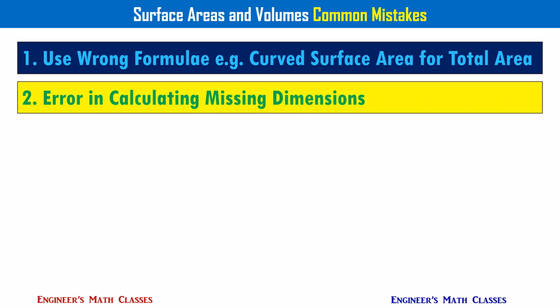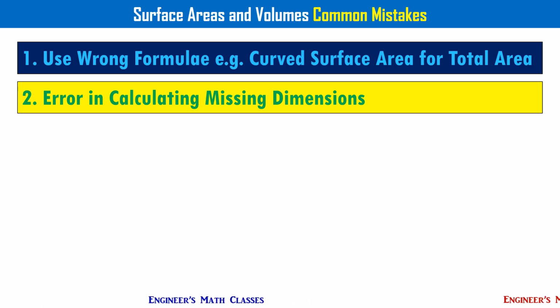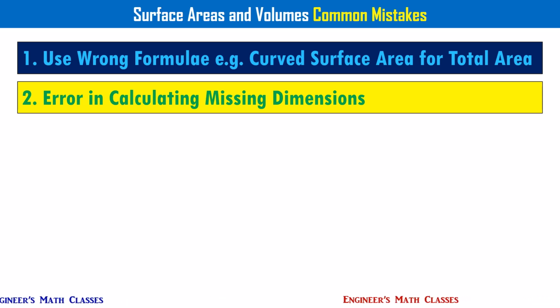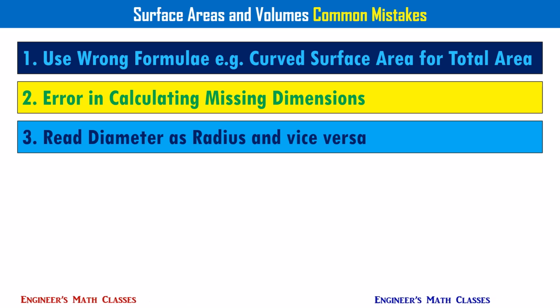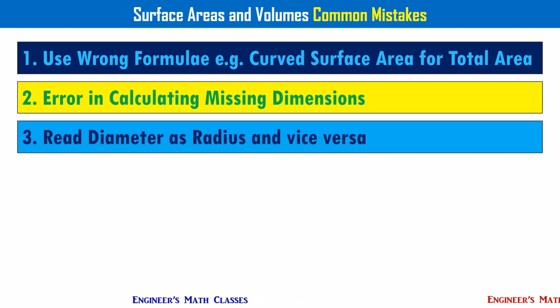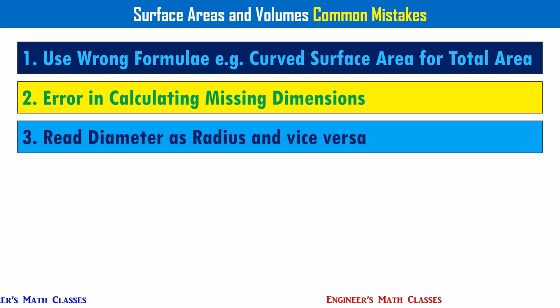The second one is error in calculating the missing dimensions. This is applicable to the section combination of solids. So when the problem is given to you, make sure that you carefully observe the figure before calculating the missing dimensions. The third one is reading diameter as radius. Most of our formulae are derived using radius information. So when the problem is given with the diameter, make sure you calculate the value of the radius before you start substituting values in the formulae.